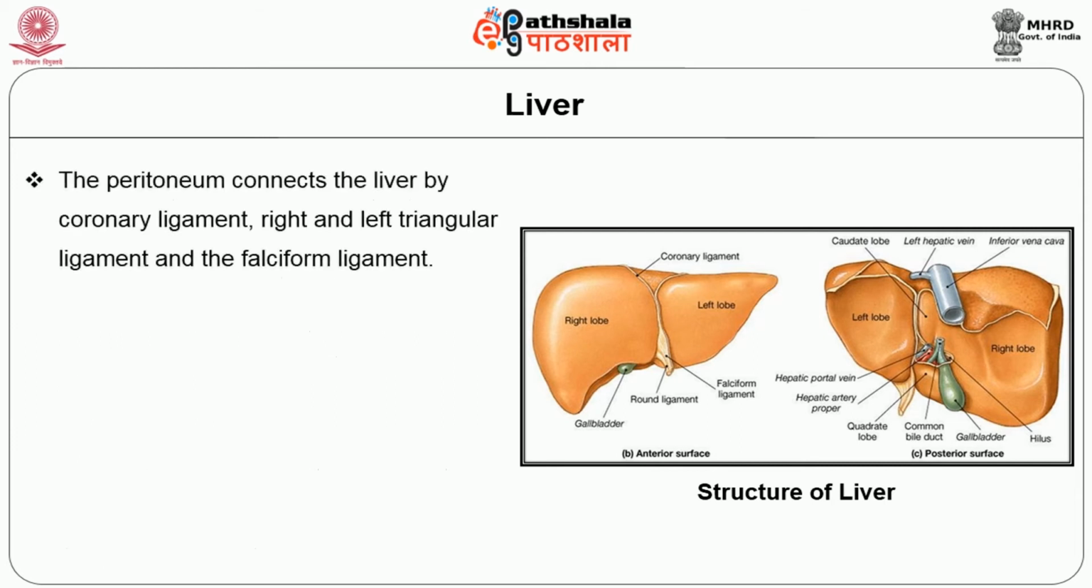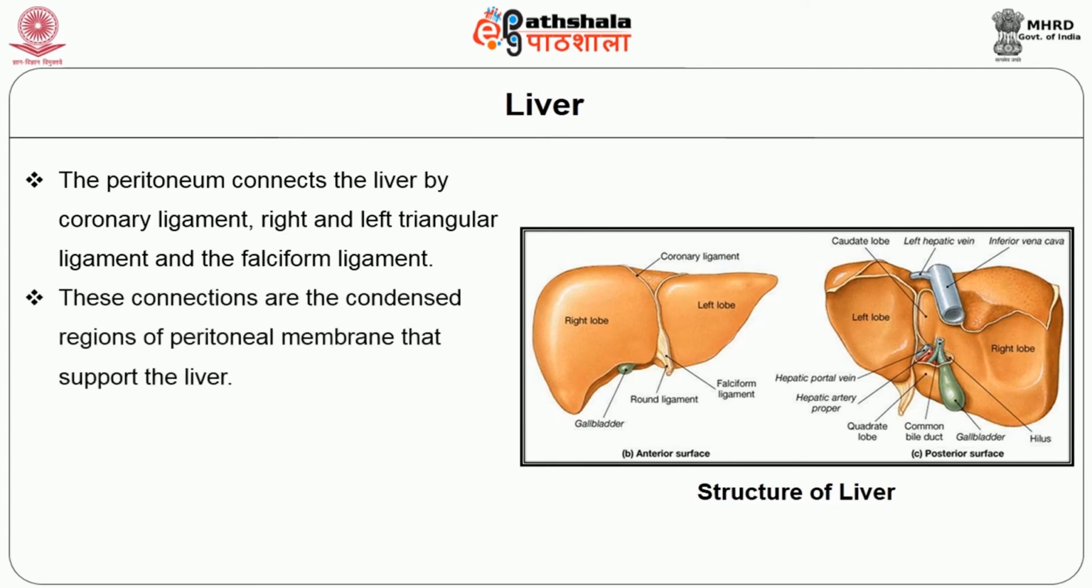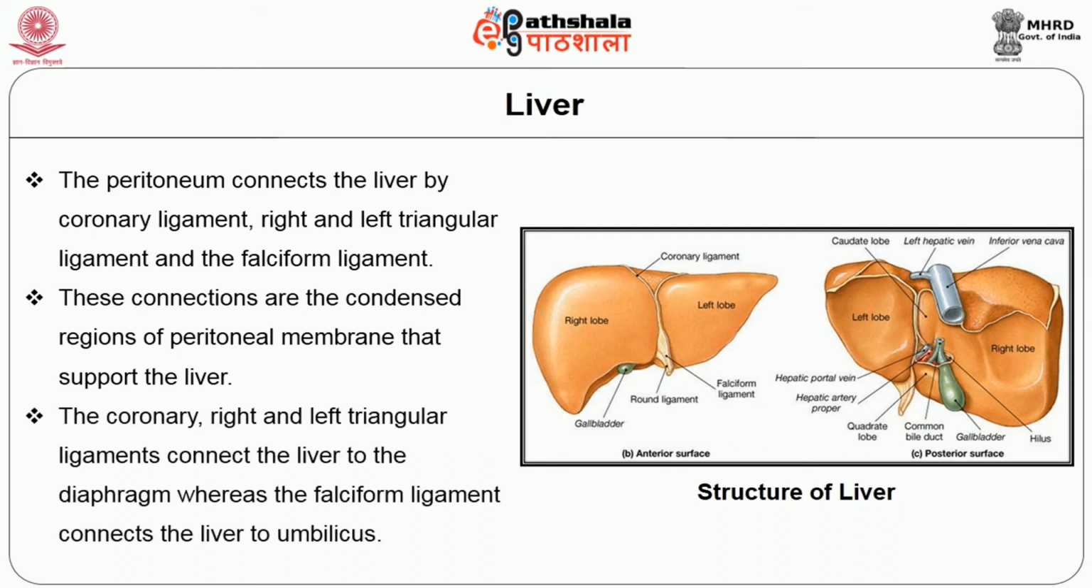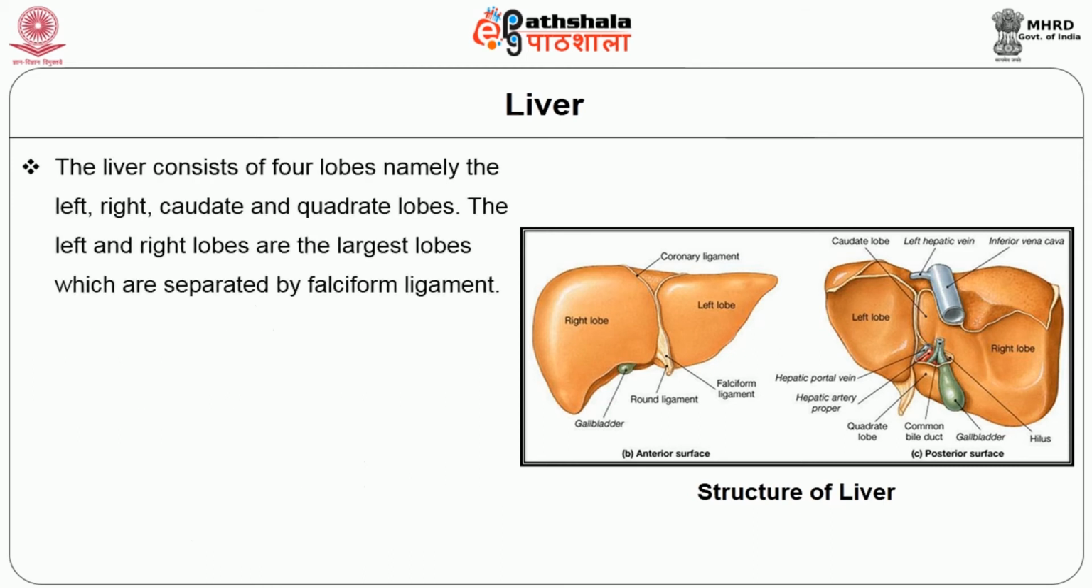The peritoneum connects the liver by the coronary ligament, right and left triangular ligaments, and the falciform ligament. These connections are the condensed regions of peritoneal membrane that support the liver. The coronary, right and left triangular ligaments connect the liver to the diaphragm, whereas the falciform ligament connects the liver to the umbilicus. The liver consists of 4 lobes, namely the left, right, caudate and quadrate lobes.